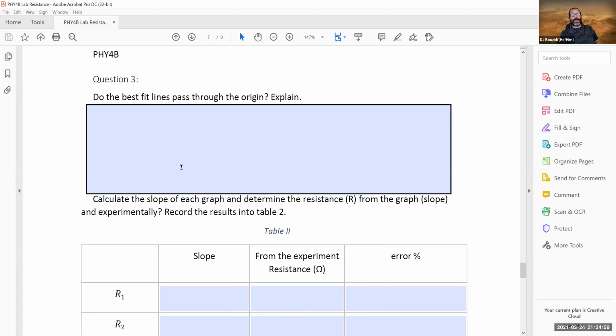Is there a y-intercept, in other words? When you do the best fit, you're going to find the value. Typically, it should have a y-intercept because of the fact that there are issues with the experiments, okay?